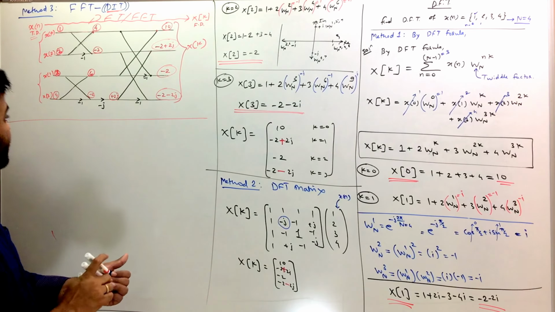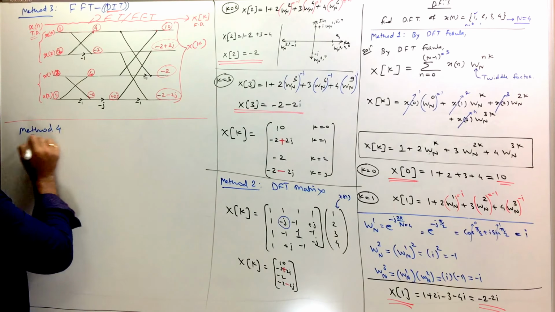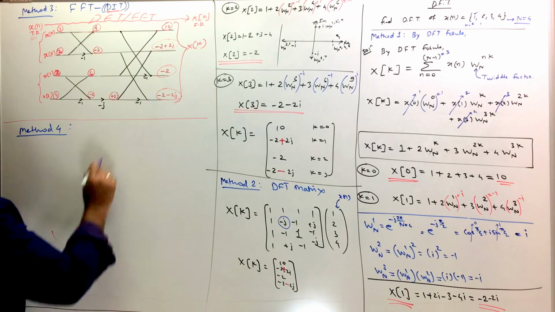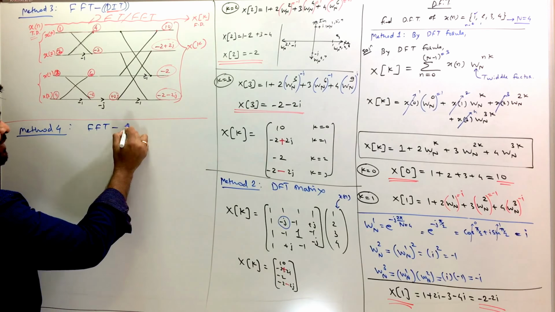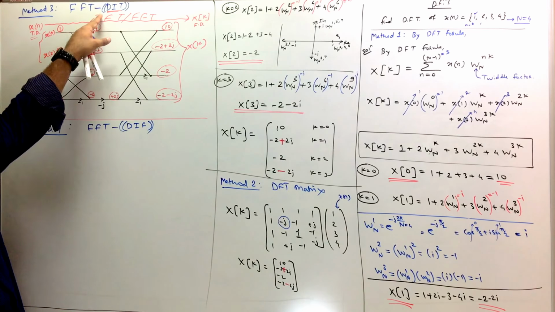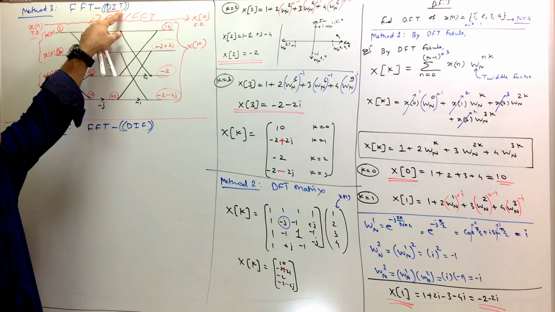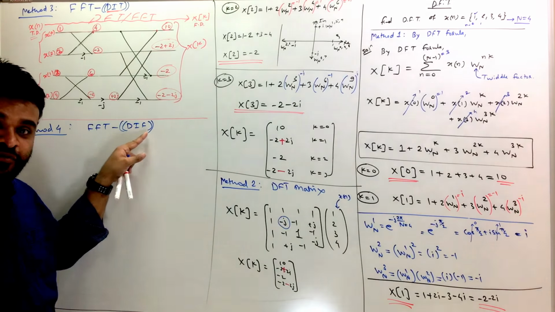And now the last method we have is method 4. Let me quickly give you method 4. You can guess it. Method 4 is again FFT, but this time if I have DIT, I can also have DIF. The full form of DIT was decimation in time, and the full form of DIF is going to be decimation in frequency.